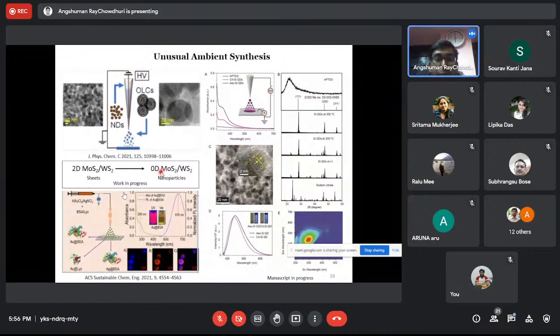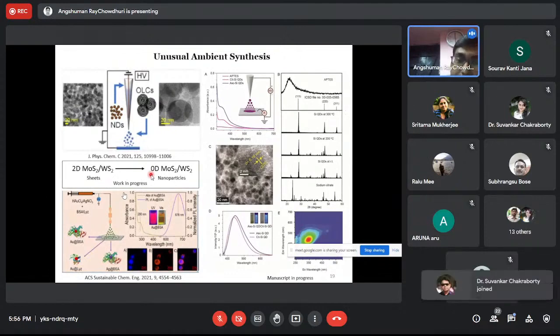So what is happening when we are spraying graphene oxide? It is producing graphene quantum dots by electrospray within a fraction of a second. So a zero-dimensional material is forming, transforming from the two-dimensional nanomaterial.